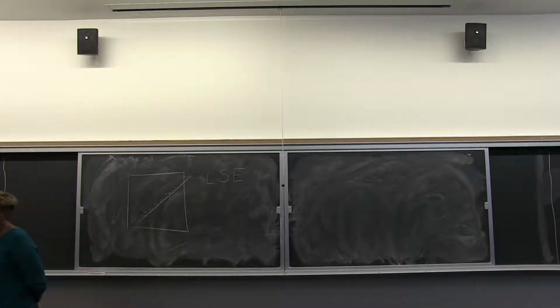Least square error, right? So what I'm going to do is find the parameters of the line that best fit the data. And by best fitting, what I mean is that the sum of the square of the errors is as small as possible. Okay? So let's see how we do that.